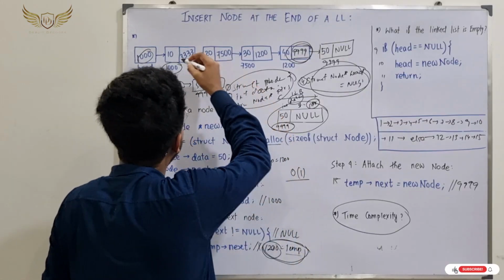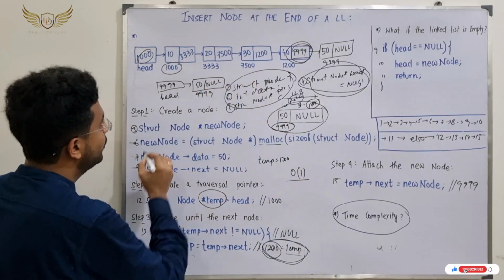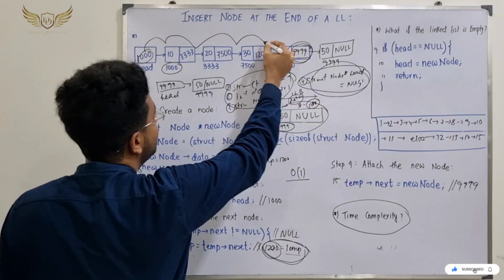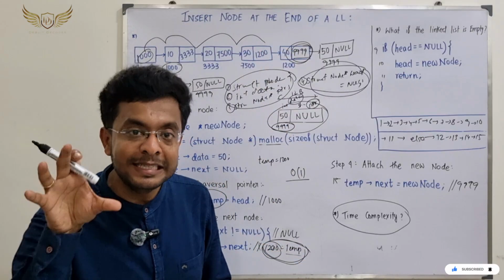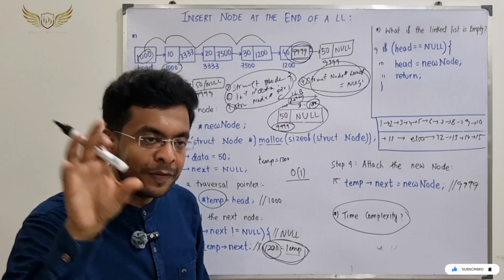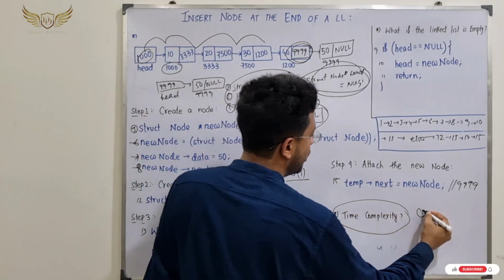But here, if you check using this temp, we are traversing. So if there are n nodes, we are traversing almost n nodes. So to insert a node at the end of a linked list, the time complexity is order of n.